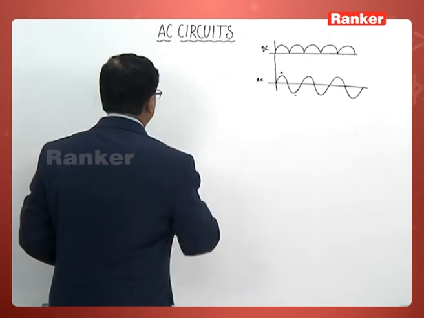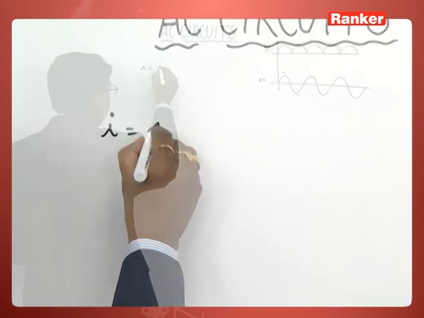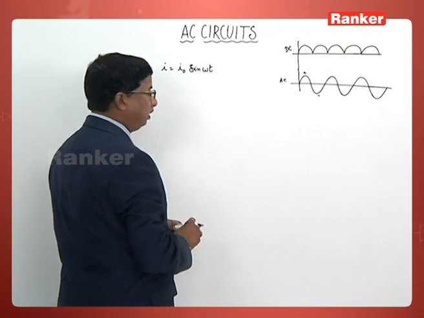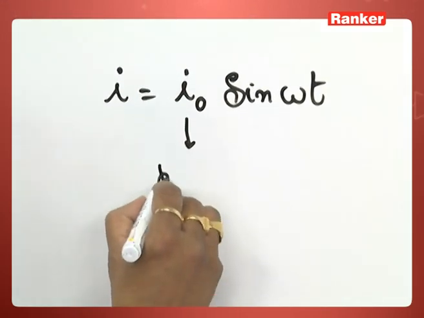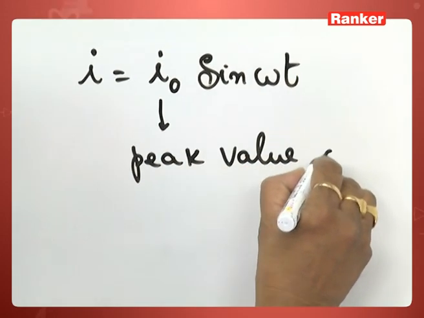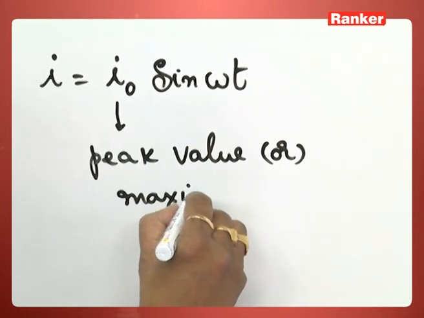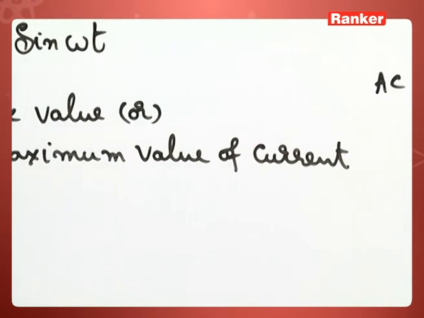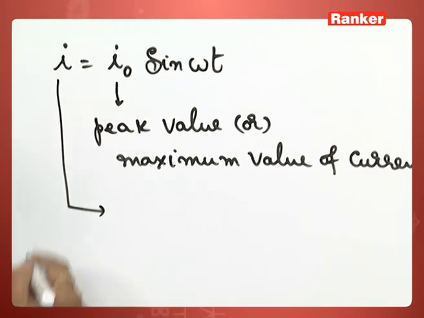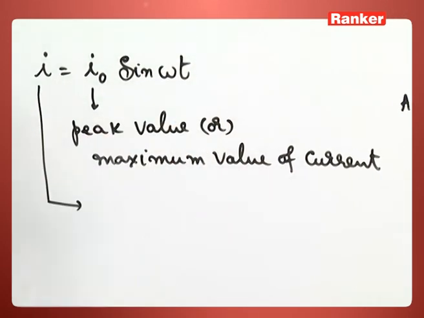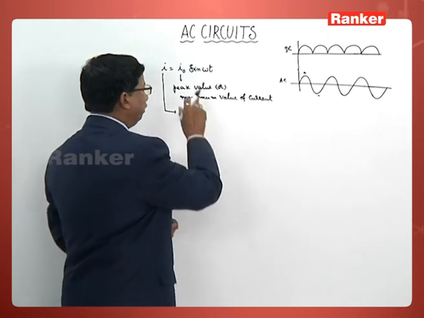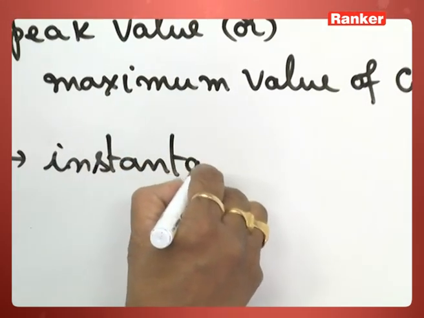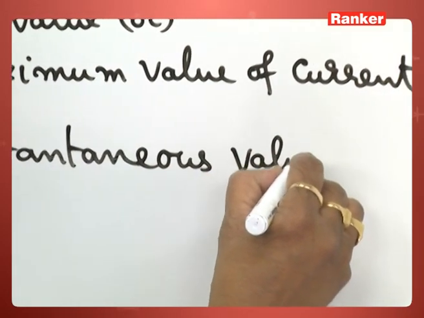The general equation for alternating current, I can be written as I naught sine omega t. In fact, we can understand directly, this I naught is called the peak value, or you can even call it the maximum value of current. Whereas this I, with respect to t, that is the time, is the value of current we measure using this equation. Therefore, this I is called the instantaneous value of current.